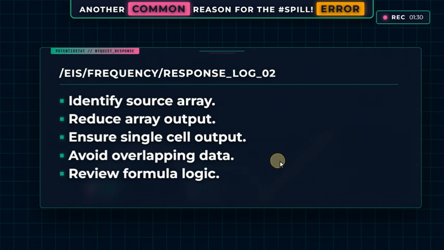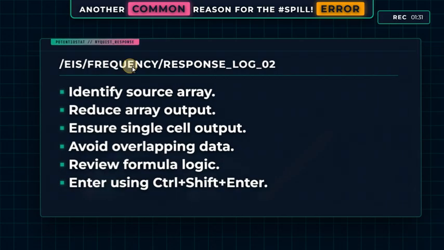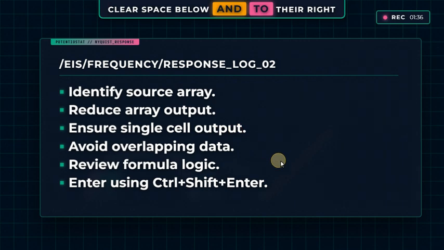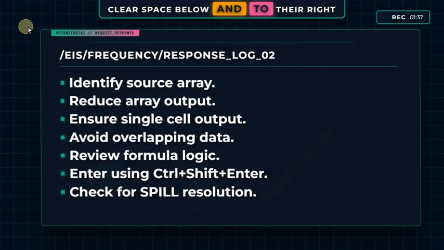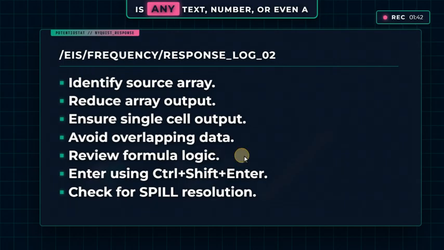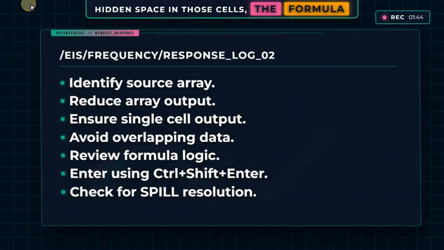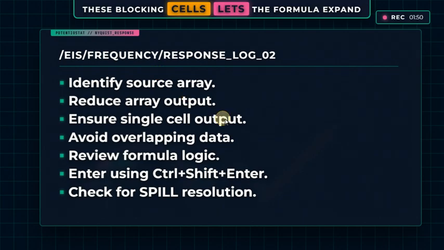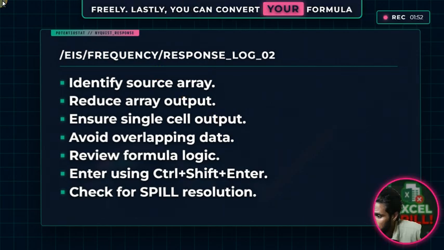Another common reason for the spill error is overlapping data. Dynamic array formulas need clear space below and to their right to put all their results. If there is any text, number, or even a hidden space in those cells, the formula gets blocked and gives the error. Clearing these blocking cells lets the formula expand freely.